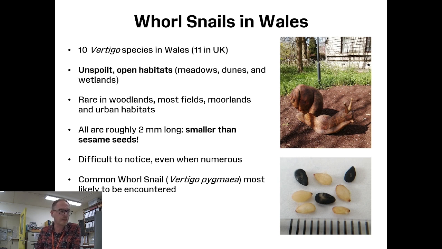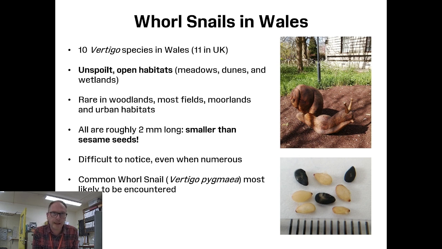They're very rare. The big thing about vertigo, or the small thing about vertigo, is they're all about 2 millimeters long, which makes them smaller than sesame seeds. So I've got a picture of sesame seeds there, if you're struggling to remember just how small they are. But those sesame seeds are bigger than most of the snails I'm going to be talking about. And that makes them difficult to notice, even when they're very numerous in the environment.